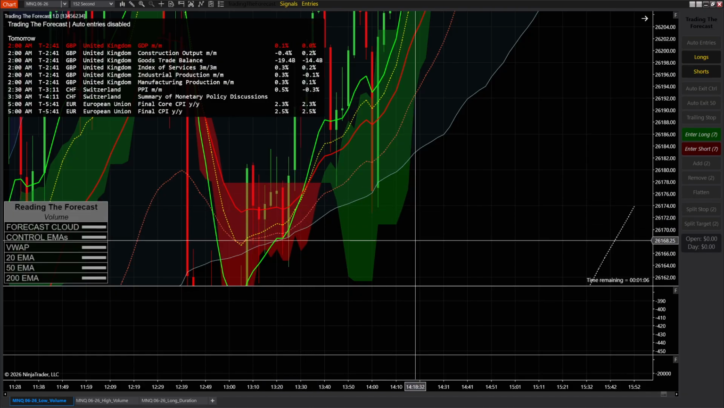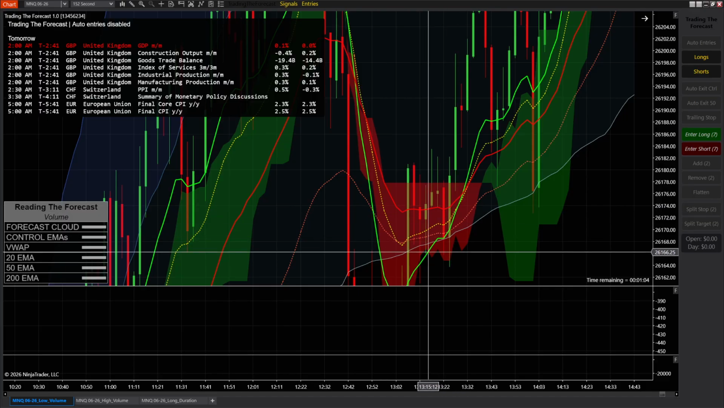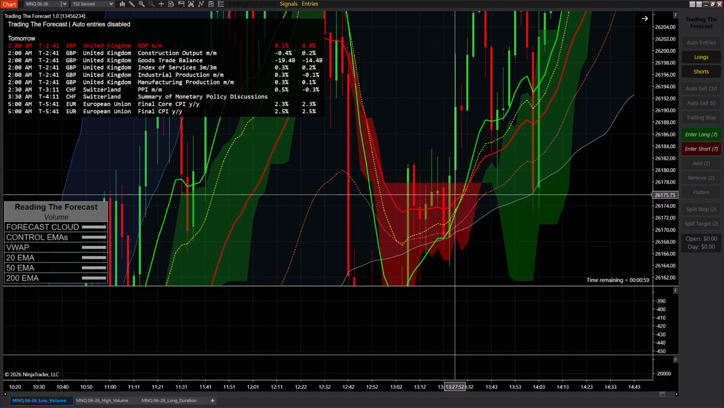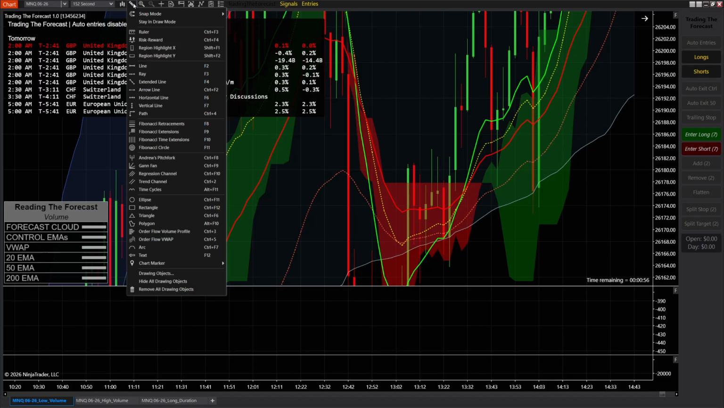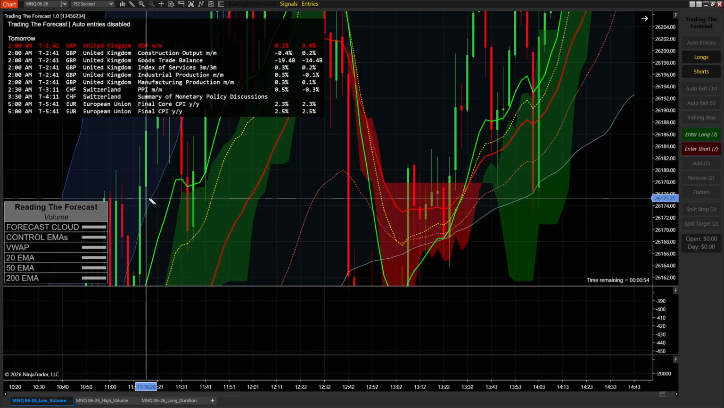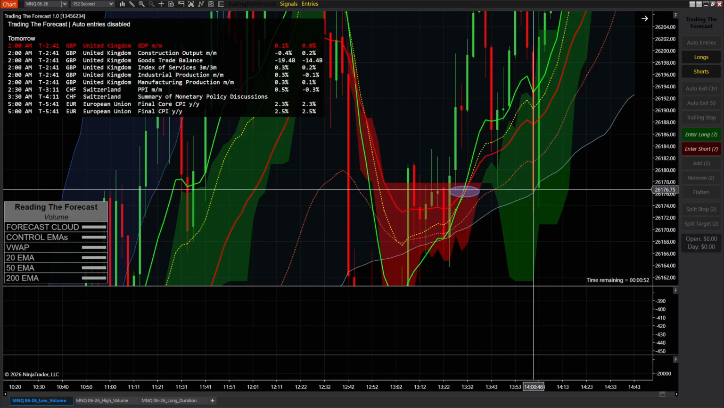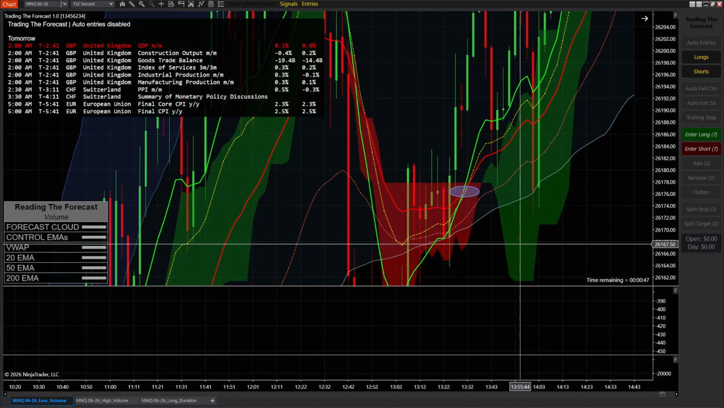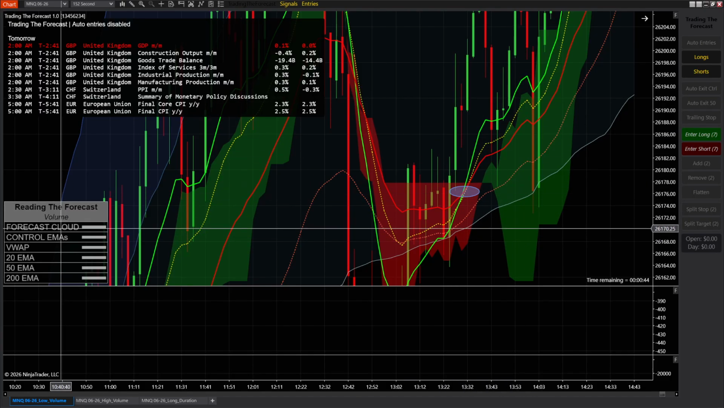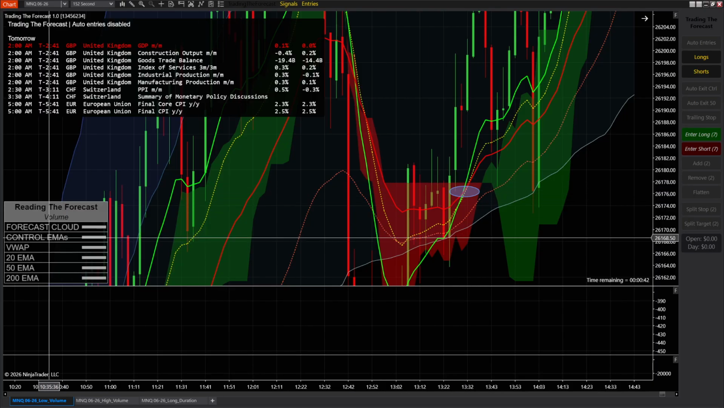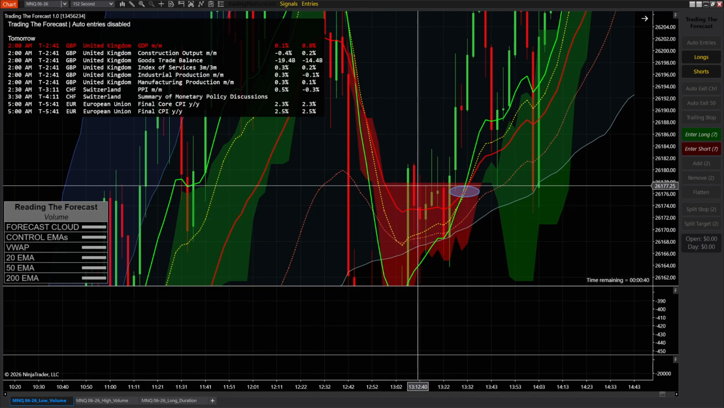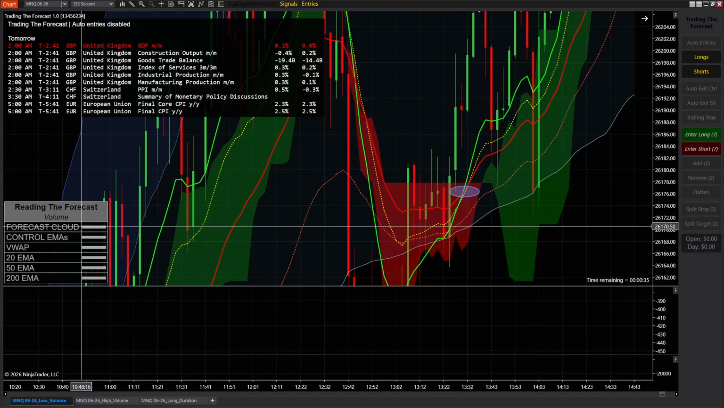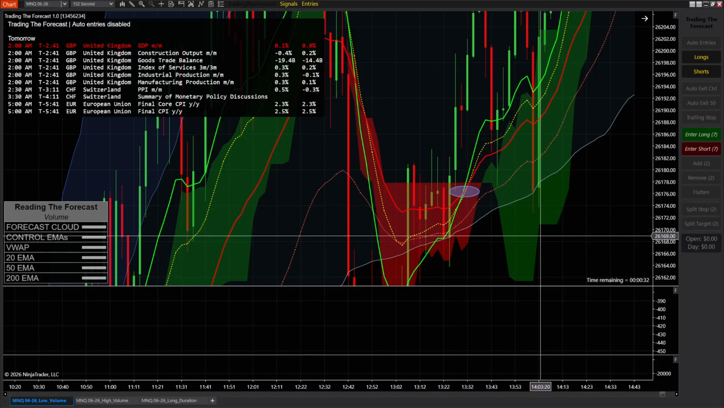So right here, let's take a look. Right here, the yellow was below the red. So right here was where the signal would have fired to go long, right? This is your signal to go long. But you need the forecast cloud to be green in order to take the long. So right here the chart would have read green control EMA, but the forecast cloud was red, so that would have been red.